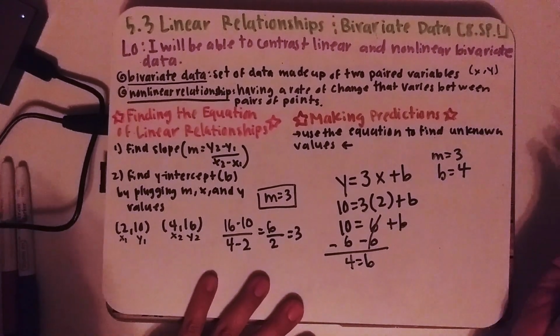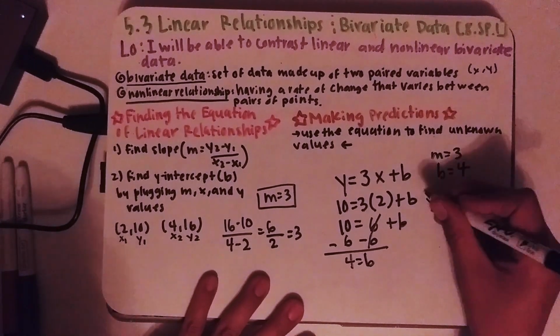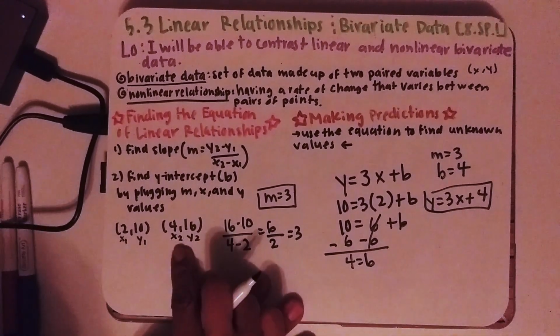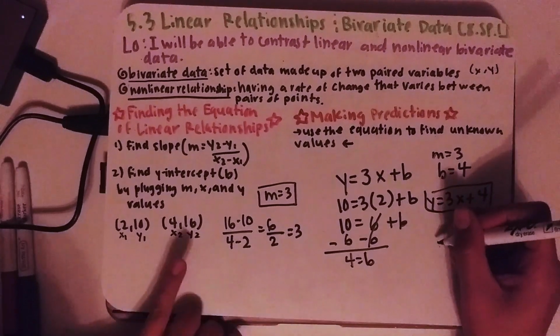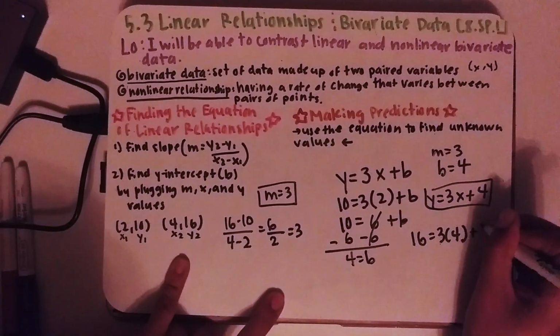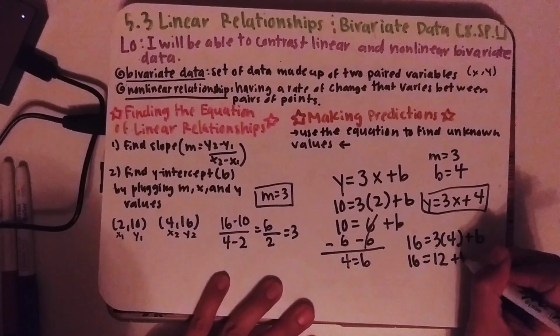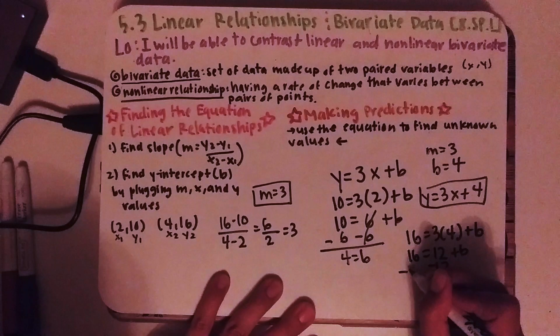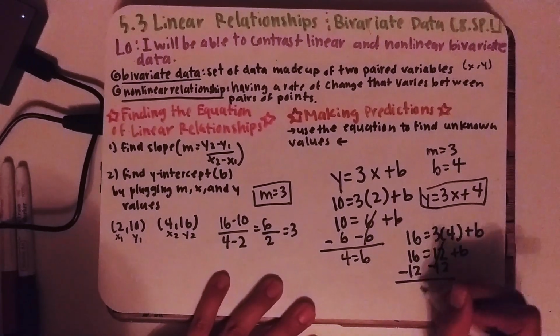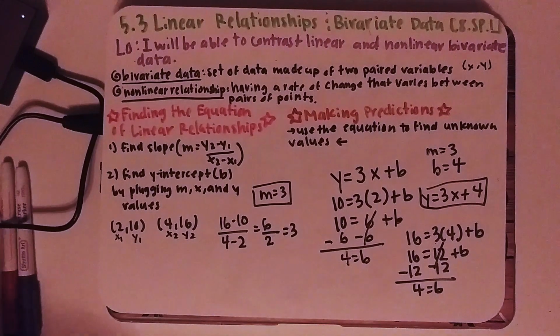So can I write an equation up? Yep. I go y equals 3x plus 4, and I'm done. Let me show you that you get the same answer if you choose this point. In this point, the y is 16 and the x is 4, and I don't know my b. So 16 equals 3 times 4 is 12 plus b. Then I do inverse operation here. What I do to one side, I do to the other side. 16 minus 12 is 4. So I get the same answer. Doesn't matter what point you choose.